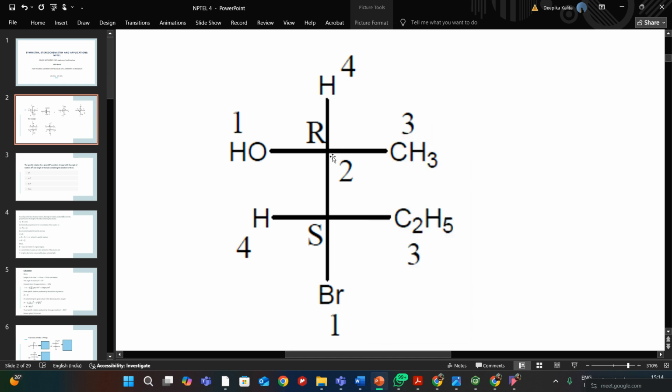If we talk about this center, let us assign priority. The first priority will go to the hydroxyl group. Second will go to this alkyl chain, which extends to the next chiral center. Third will be given to this methyl group, and fourth priority will be given to the hydrogen atom. So clearly the fourth substituent is present vertically. So whichever direction we move, the absolute configuration will be given accordingly. No reverse of absolute configuration will be made.